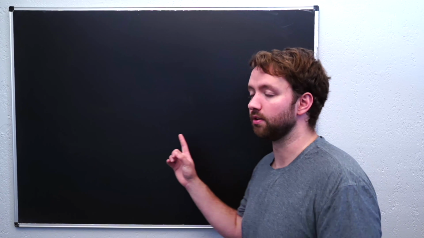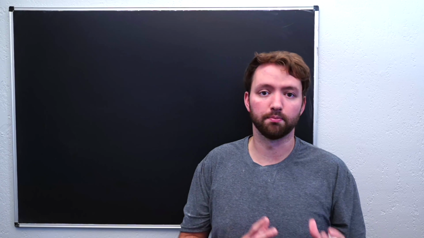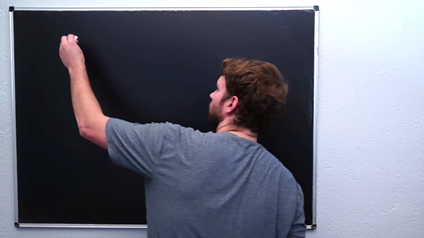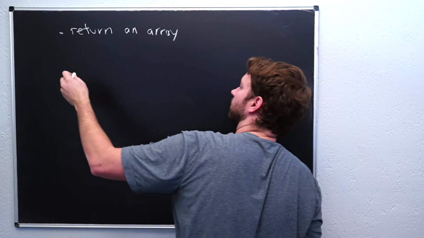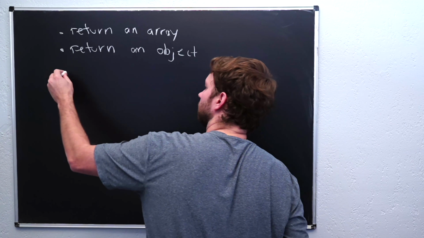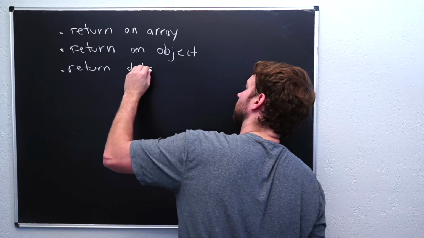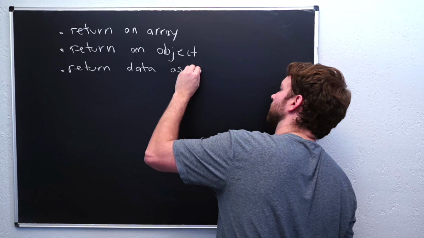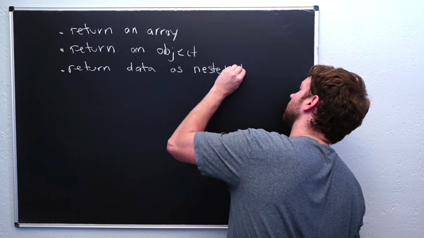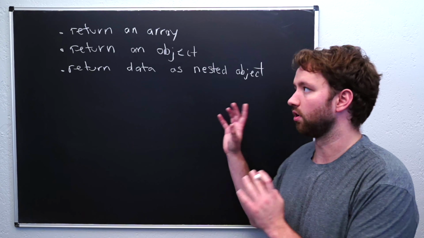Before we get into the status codes, we're going to talk about the body structure. With a request and a response, you can include a body, and I want to talk about the conventions for returning data from the server. We can do one of three things. We can return an array of data, we can return an object, or we can return the data as an attribute of another object. So we would be returning data as a nested object. These are three different approaches, and not all of these are correct.